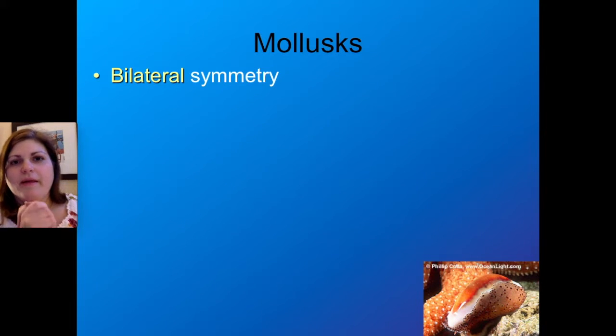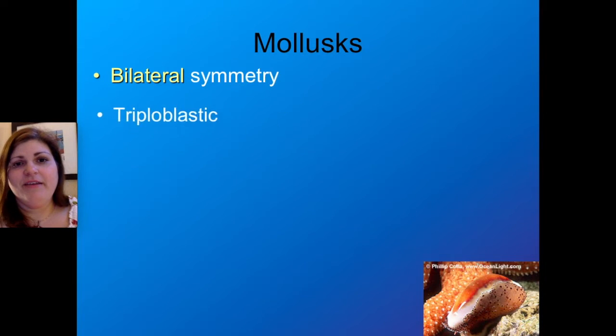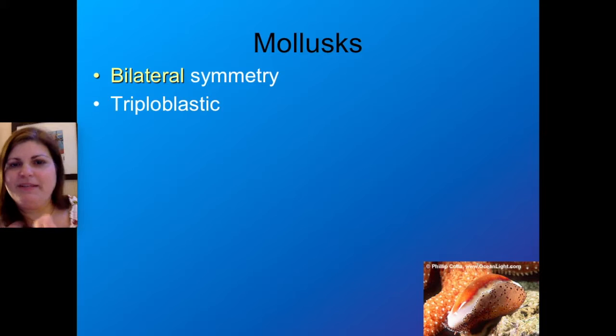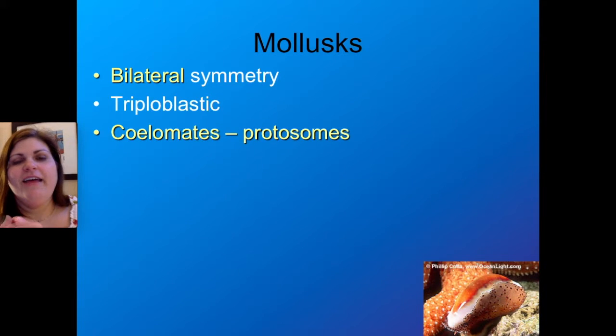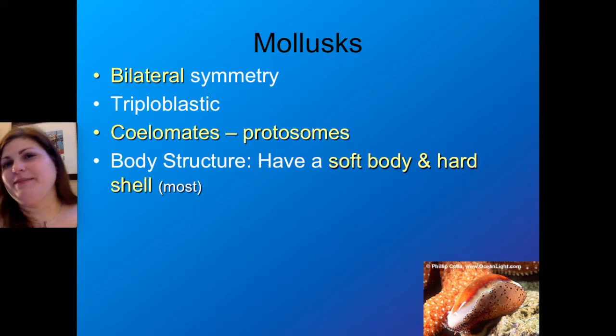So, Lophotrochozoa are members of Bilateria, so they have bilateral symmetry, which also means that they have cephalization, they have a head. Additionally, as I mentioned, that means they're triploblastic, and they're coelomates. So as I said, they are fully protostomes. They have a full coelom, completely lined with a mesoderm. And they have a very specific body structure.